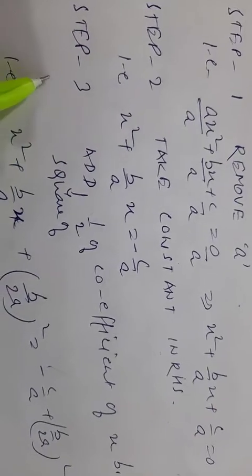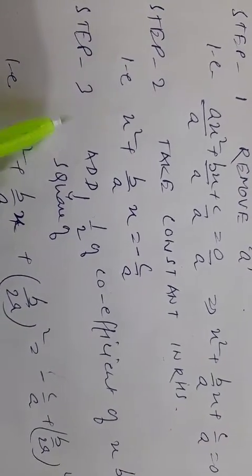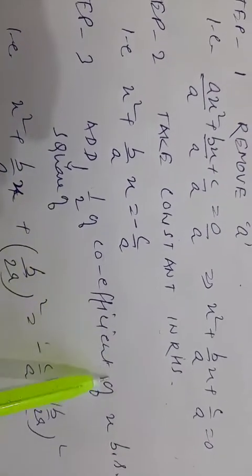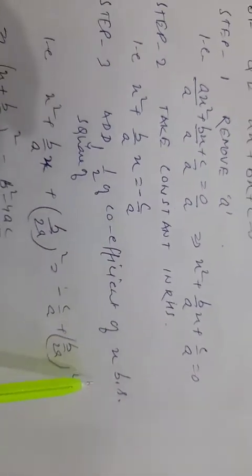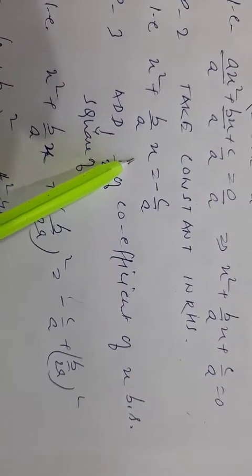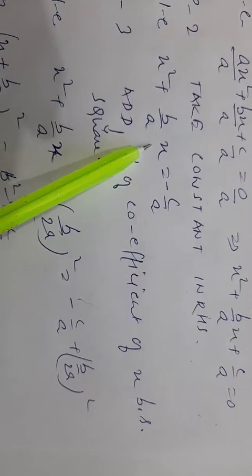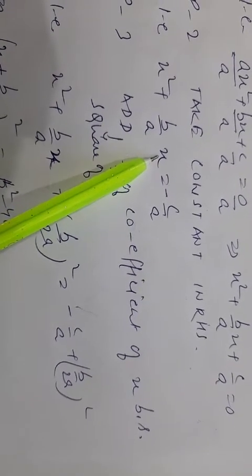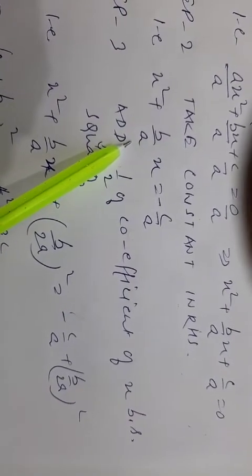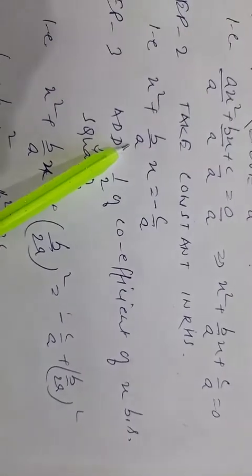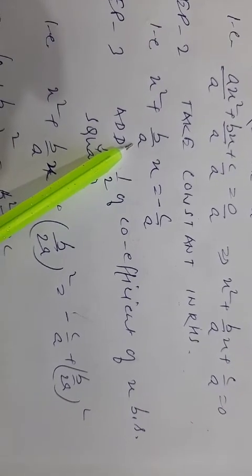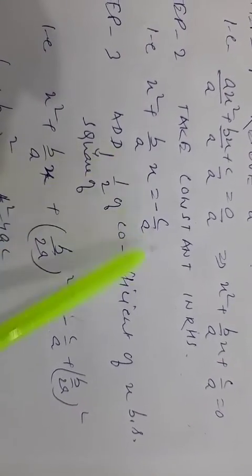Now the next step, step number 3, we have to add the square of half of the coefficient of x on both sides. It means that whatever the value of the coefficient of x is given, we have to take half of it, and then we will make a square of it to add on both sides.